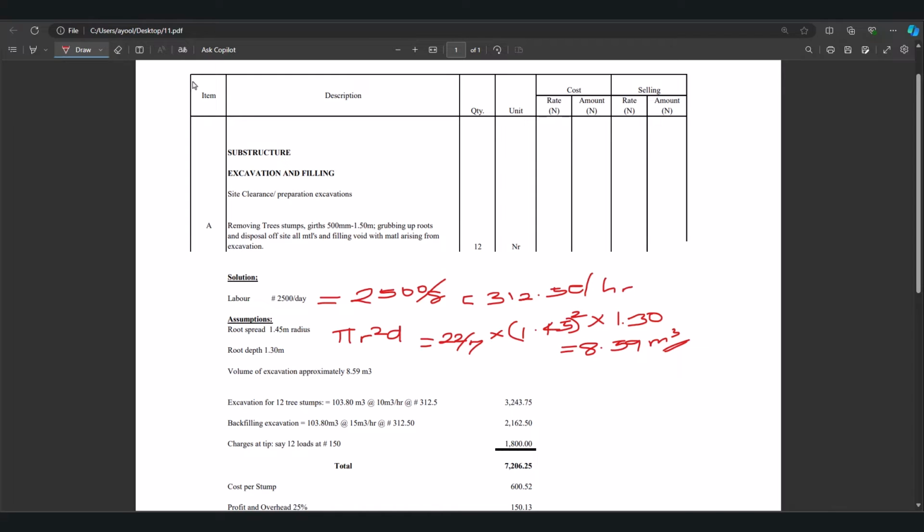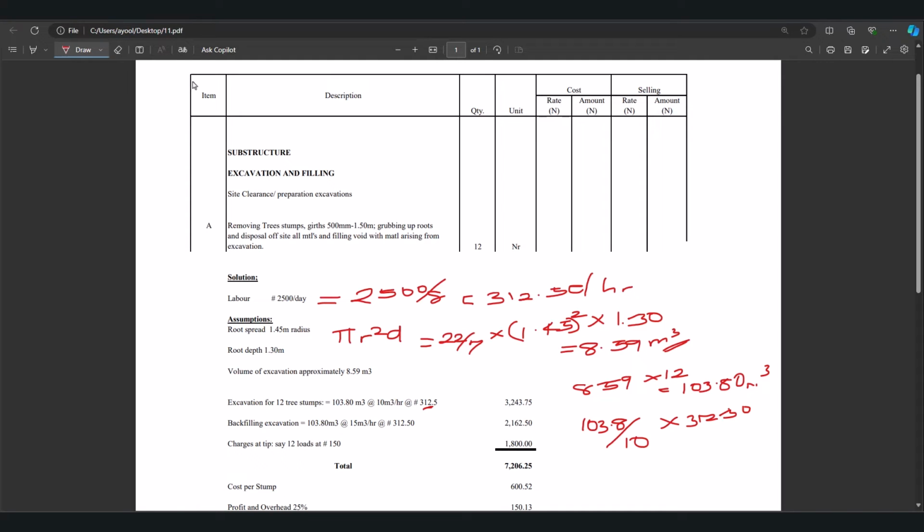Now we have the volume of excavation for one stump. So excavation for 12 tree stumps is going to be 8.59 multiplied by 12, which gives us 103.80 cubic meter. For excavating this, it's going to take 10 cubic meter per hour, and this is our hourly rate that was calculated earlier. So in order to calculate the total cost of excavation, it's going to be 103.8 divided by 10 multiplied by 312.50.